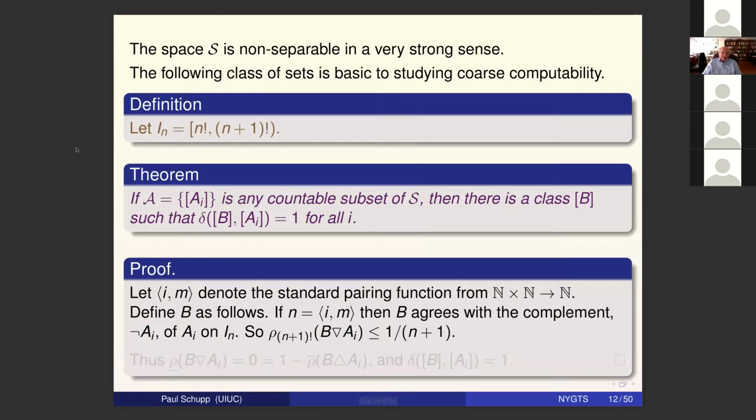Here's the proof. I'm going to sketch the proofs of several things to show what's involved, but this is actually the whole proof. You take the pairing function from N cross N to N, denoted by bracket (i,m), and you define B as follows. If n codes the pair (i,m), you make B agree with the complement of A_i on I_m. So at (n+1) factorial, the symmetric agreement of B and A_i is less than one over n plus one. Because of the pairing function, you're hitting this on infinitely many intervals. So the lower density of the symmetric agreement is zero. That's one minus the upper density, and that is exactly the distance.